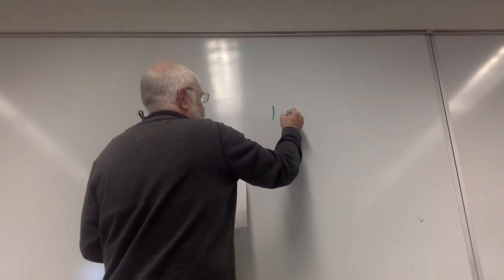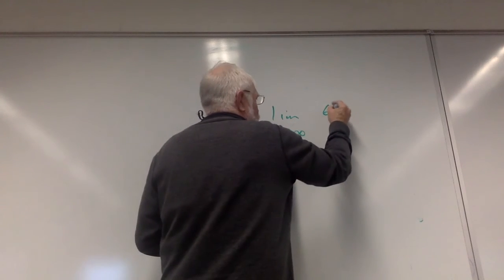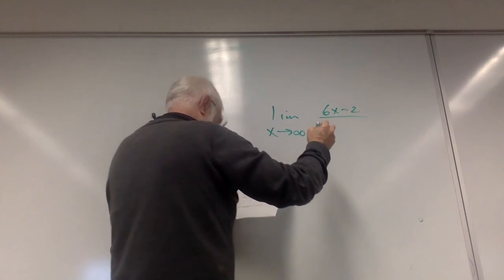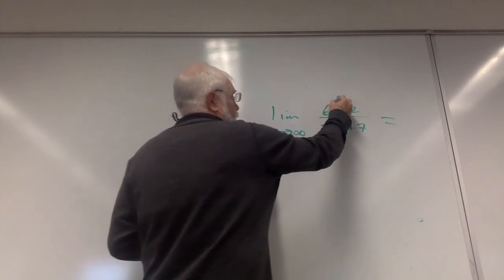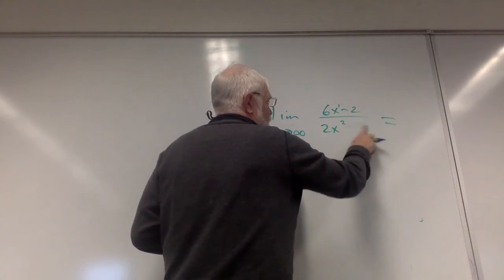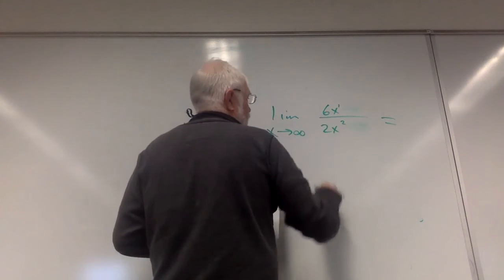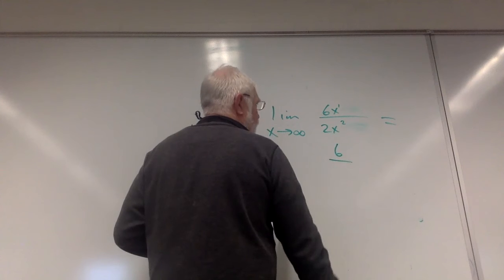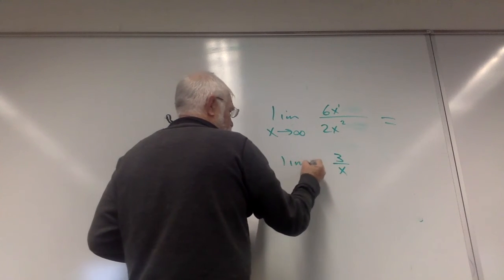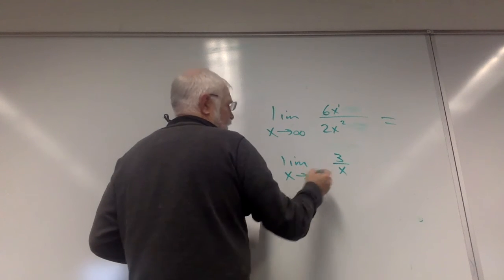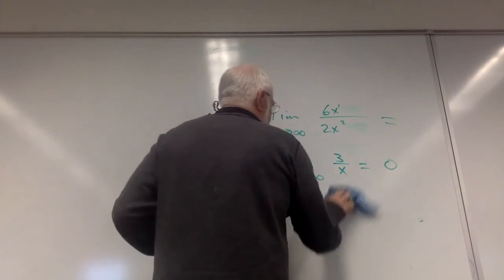The limit as x goes to infinity of (6x minus 2) over (2x squared plus 7). All right, so let's look at the exponents. The little guys don't matter. When you're going to infinity, numbers like 2 and 7 drop out. And if I simplify this, I get 3 over x. So what happens as x's get bigger and bigger and bigger? Your fraction gets smaller and smaller and smaller. Okay? All right.